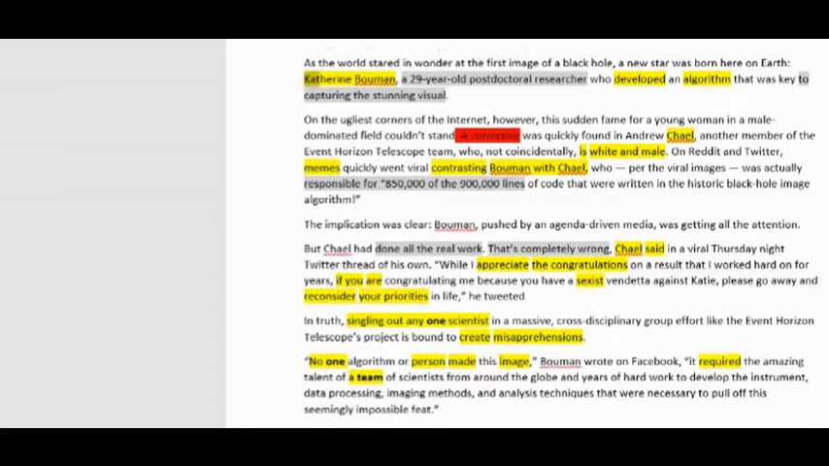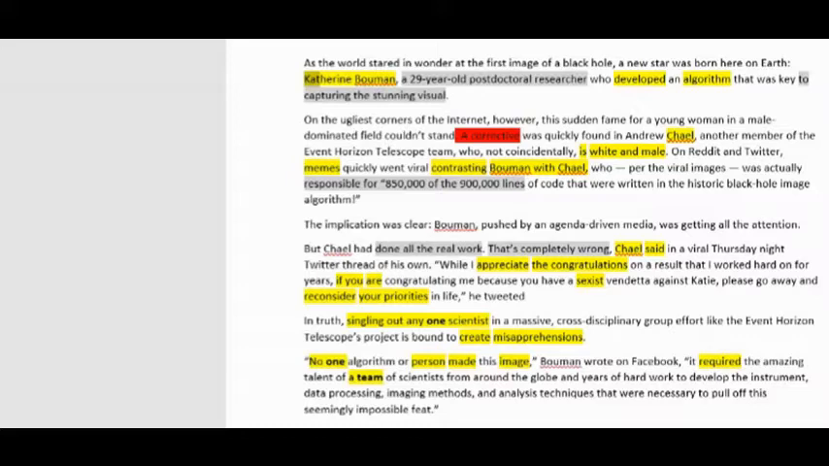Catherine Bowman developed algorithm. Kale is white and male. Memes contrasting Bowman and Kale. Responsible for 850,000 of the 900,000 lines. So that's what the memes were about. And the meme said that Kale done all the real work. That's completely wrong.